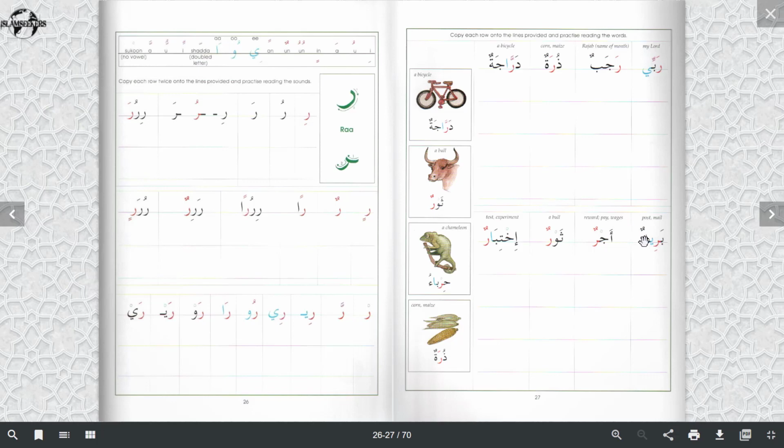Line 2. Post or mail. Baridun. A reward, pay or wages. Ajrun. A bull. Thawrun. A test or an experiment. Ikhtibarun.